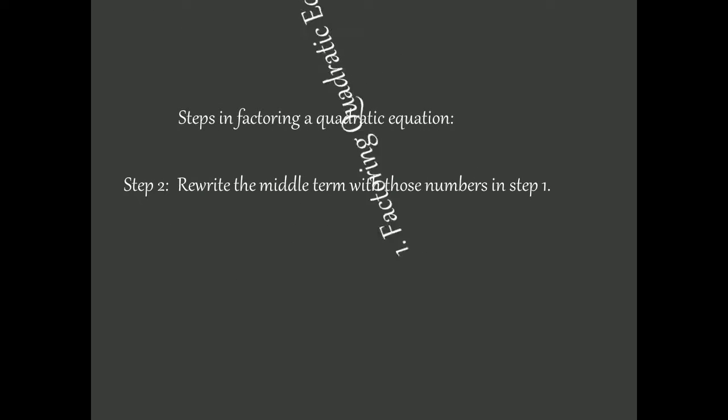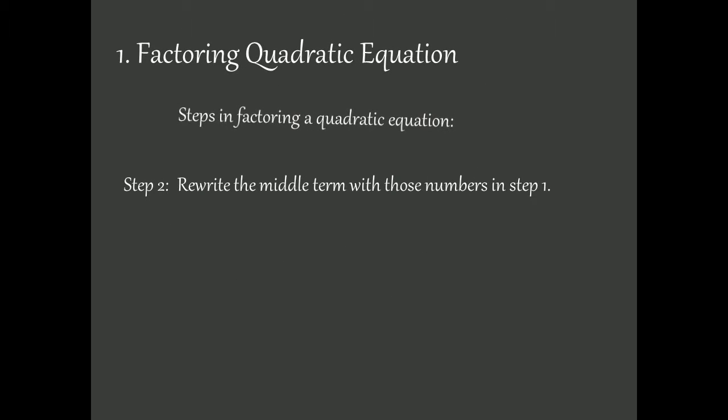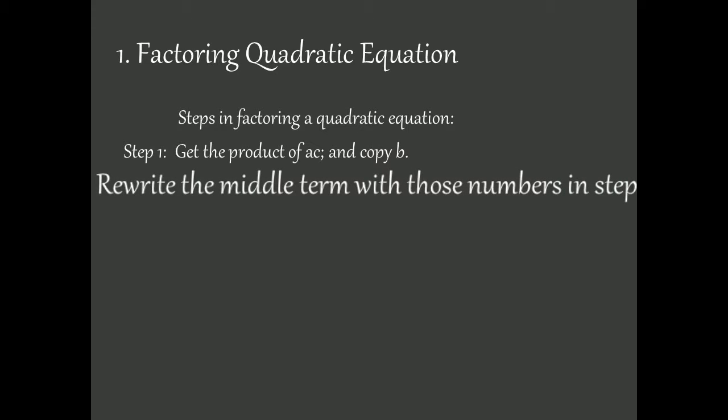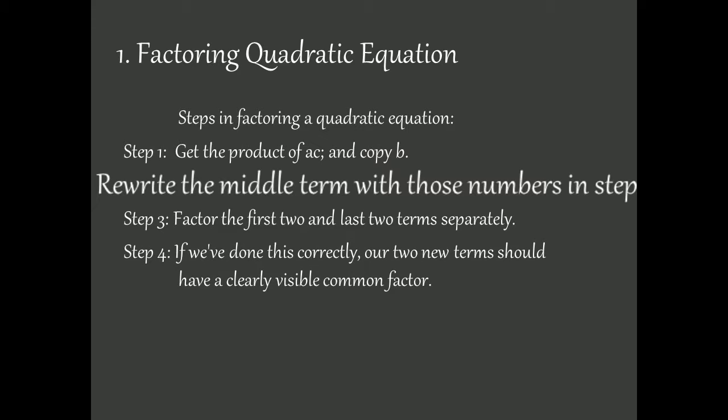Factoring quadratic equation. There are steps in factoring a quadratic equation. First, get the product of a and c and copy b. Second, rewrite the middle term with those numbers in step 1. Step 3, factor the first two and last two terms separately. Step 4, if we've done this correctly, our two new terms should have a clearly visible common factor.